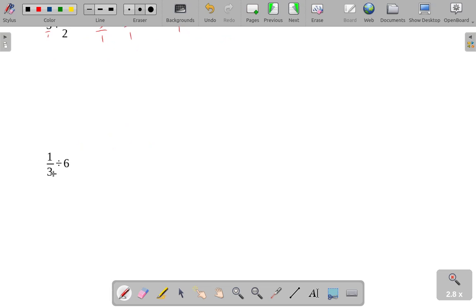Alright, let's do this one. 1/3 divided by 6. Again, when you start seeing fractions with division, just think of everything as a fraction. So this 6 I'll think of as 6 over 1. And then I get 1/3 times, I'm not flipping that one upside down, it's the one that follows your division, times 1 over 6. Well, up top, 1 times 1 is 1. And on the bottom, 6 times 3, or 3 times 6, is 18. So we got 1/18.